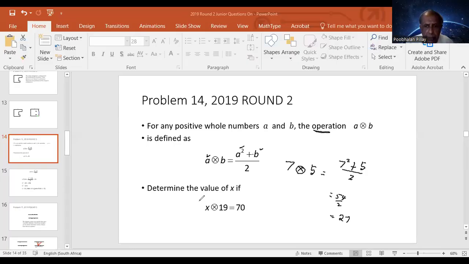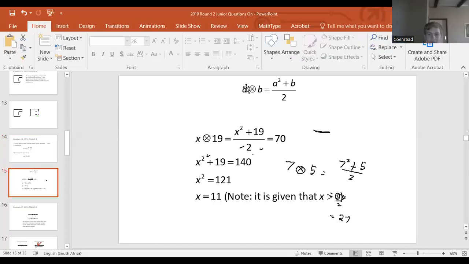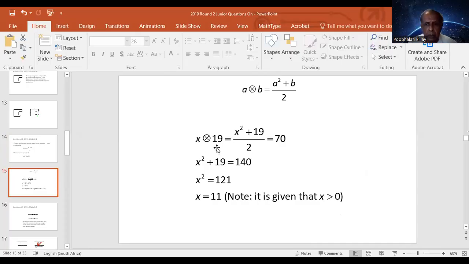All right, so in this problem here, you got: determine the value of x if x cross 19 is 70. So let's just do that. I've actually done it for you because it just becomes a calculation now. So x cross 19 is (x squared plus 19) divided by 2. That's the rule. And this is equal to 70. So the moment you got it equal to 70, you have an equation involving x. There it is. So we can solve for x.